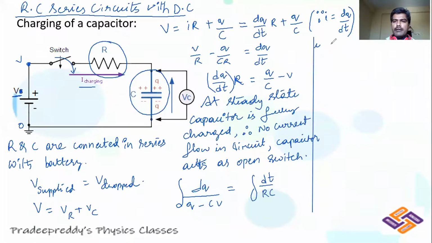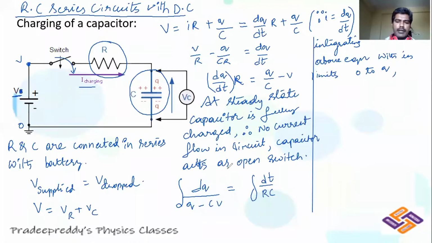Integrating the above equation within the limits 0 to Q. So that means what is the initial charge on the capacitor? It is 0. What is the final charge on the capacitor? The final charge on the capacitor will be Q.